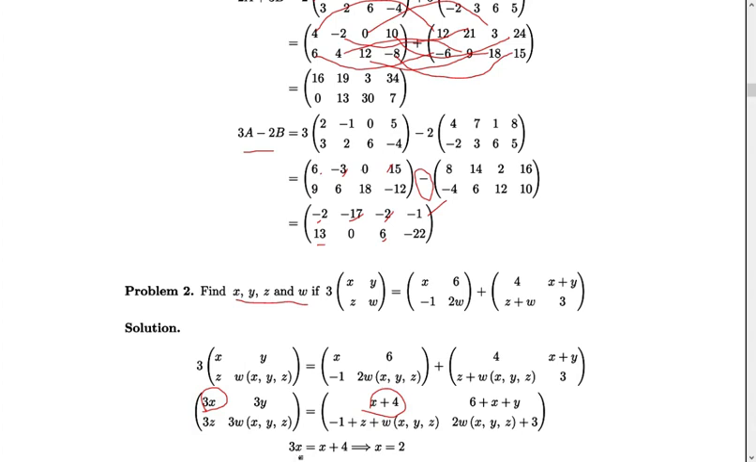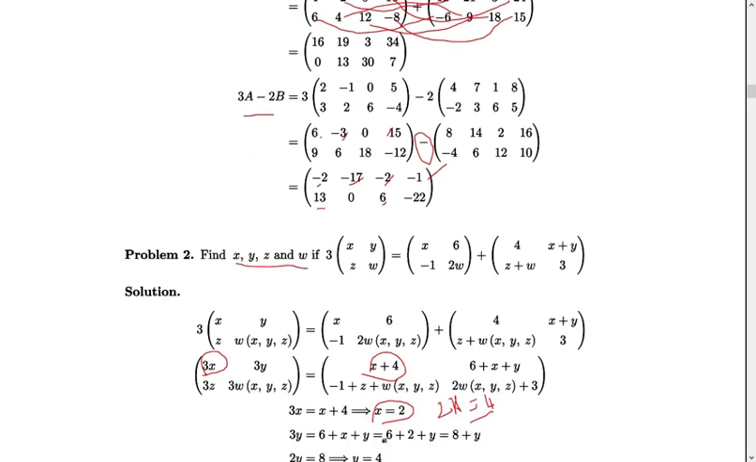Okay, we are solving this equation for x. 3x minus x is equal to 2x, 2x plus 4. Okay, 2x is equal to 4. If you are solving this equation, x is equal to 2. Okay, x is equal to 2.